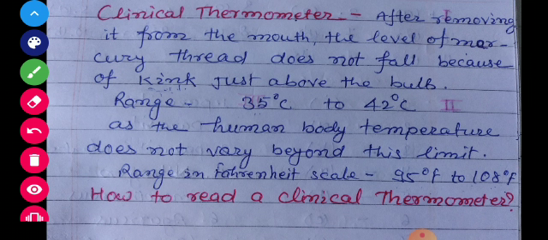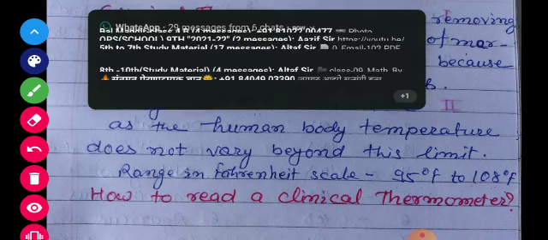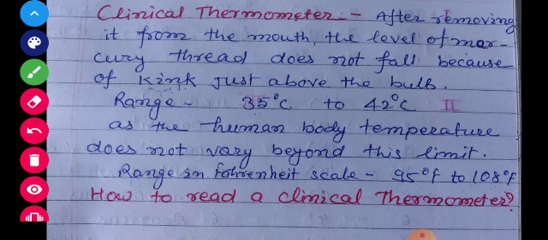And students, the range of the clinical thermometer is 35 degrees Celsius to 42 degrees Celsius. It is a very short range, because the human body temperature does not vary beyond this limit. In the Fahrenheit scale, the range is 95 degrees Fahrenheit to 100 degrees Fahrenheit.